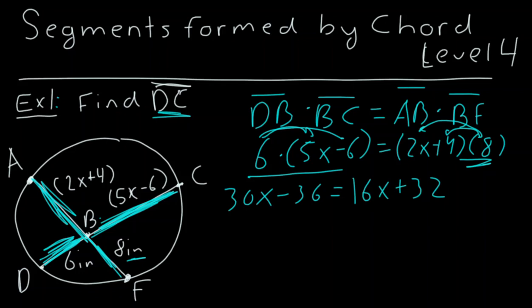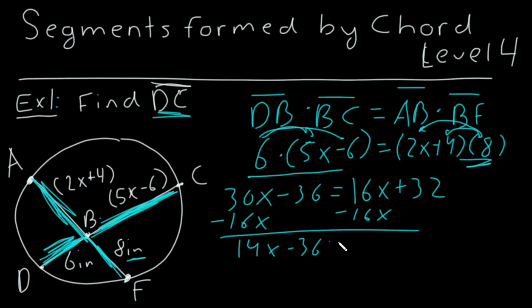Now from here we see we have x's on both sides, and which x do we want to move, the larger or the smaller one? Well, it's typically better to move the smaller x. So minus 16x, minus 16x. And what is 30x minus 16x? Well, that will give us 14x minus 36 equals, we have our 0 pair, and 32.